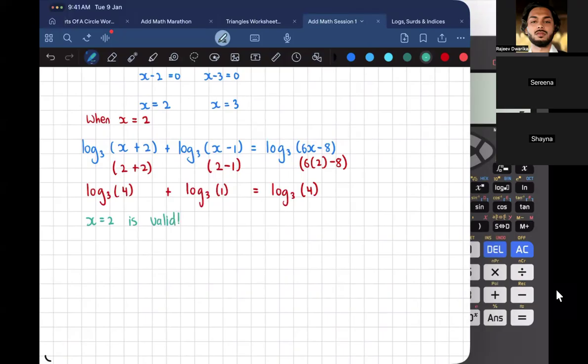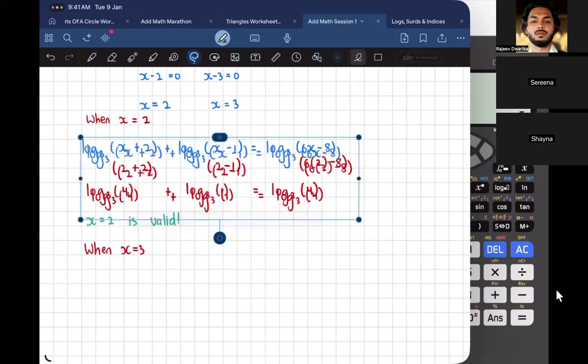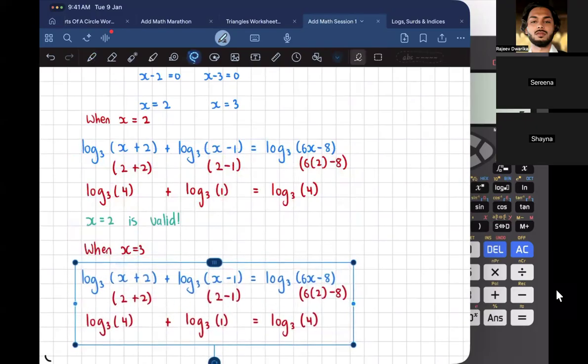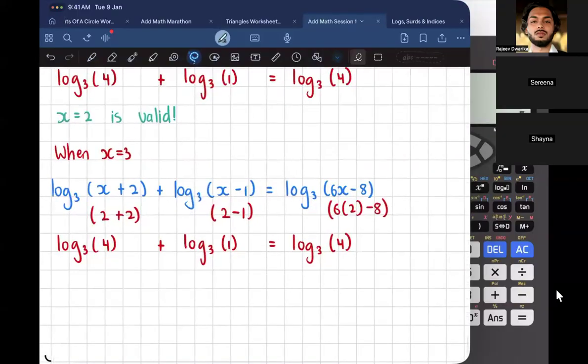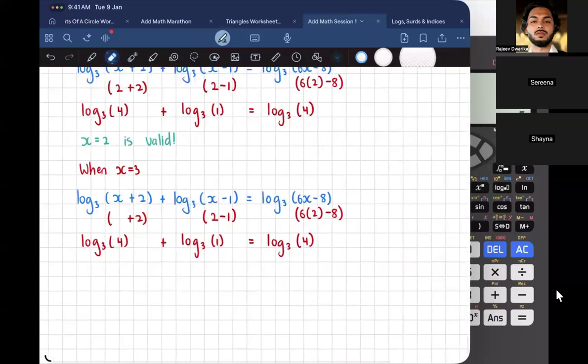Nice. Let's check if x is equal to 3 is valid now. When x is equal to 3, Serena, if you could only copy and paste like that in the exam, eh? Hard luck, eh? Well, you can't do that, right? Let me just speed through this quickly.